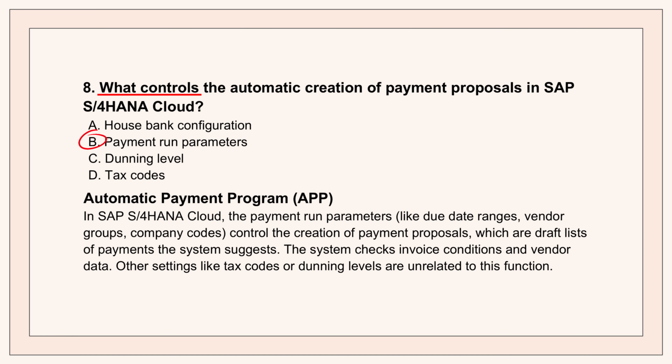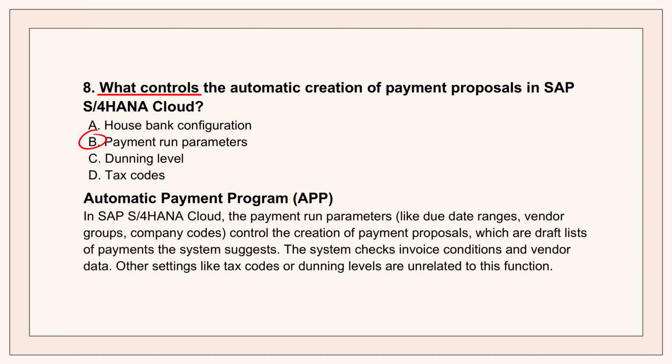You give it the criteria, the system then scans all the open items, finds everything that matches your parameters, and generates a payment proposal. A suggestion list. Precisely. A list of what it thinks should be paid. Then, importantly, you get to review that proposal. You can block items, change things before you actually approve it, and the payments go out. So the parameters drive the proposal, not the final payment directly.